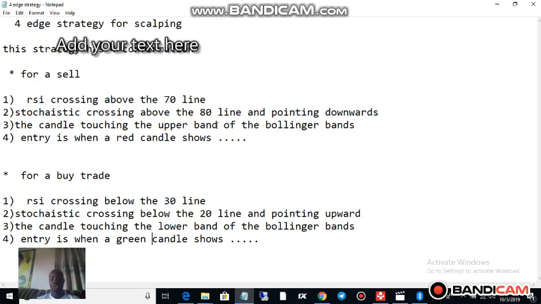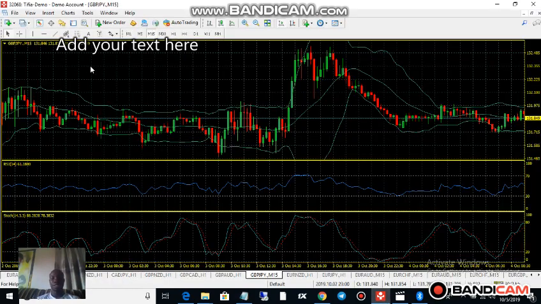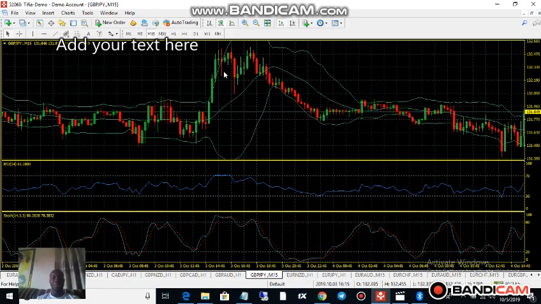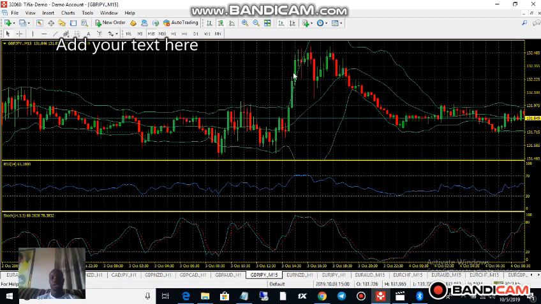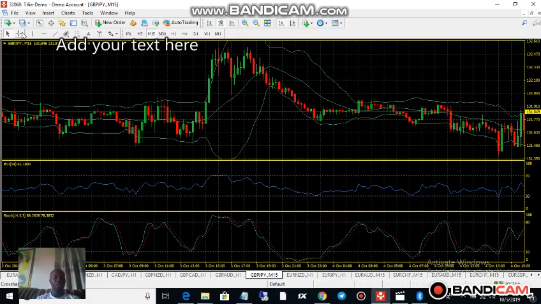So let me illustrate this on my chart. Here, look at this instance. The first confirmation is that the RSI is above the 70 line. You can see it has crossed above the 70 line. Our stochastic has crossed above the 80 line. The third confirmation is that the candlesticks are touching the upper part of the Bollinger Band. It has even crossed above the upper part of the Bollinger Bands, as you can see here. Now our entry is a red candle showing.